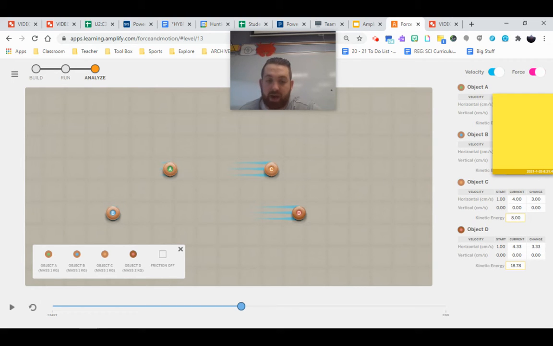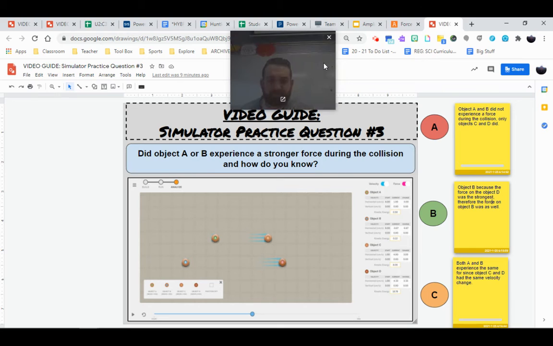So after A collided with C, C changed its velocity by 3. B collided with D, and when it did, D had a velocity that started at 1, and then it changed to 4.3 after the collision. So it changed by 3.33, almost completely identical. Those are nearly identical changes to the velocity, and they had the exact same start. So let's take a look at the question.